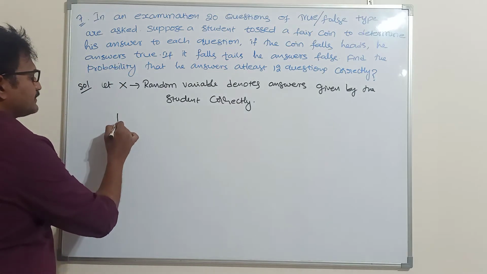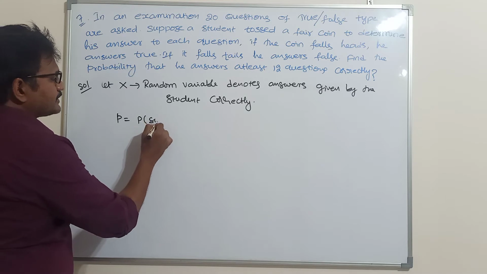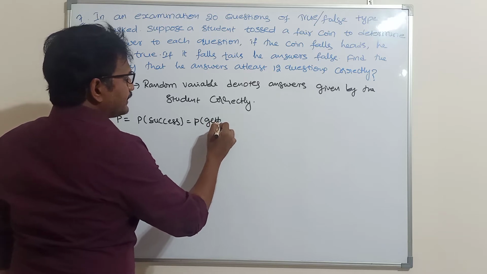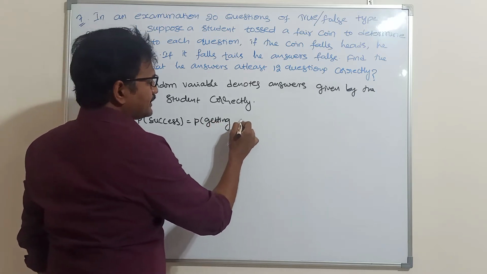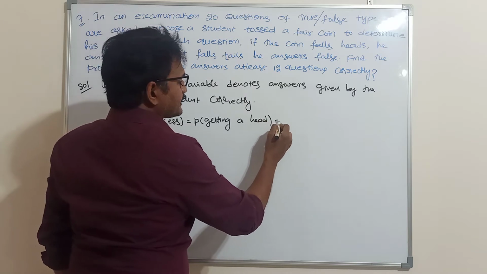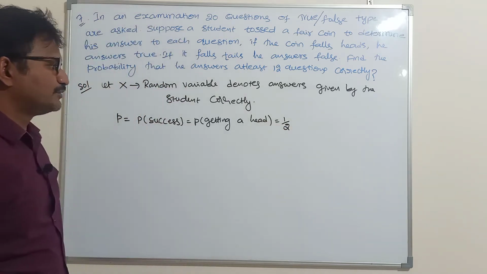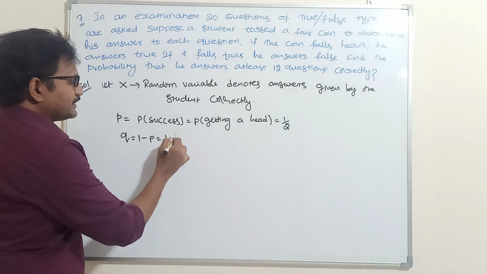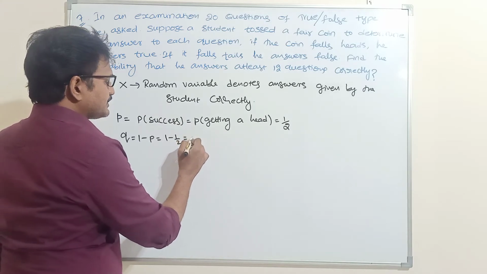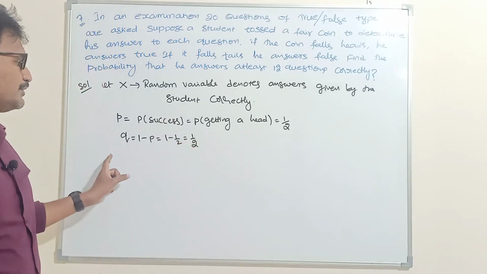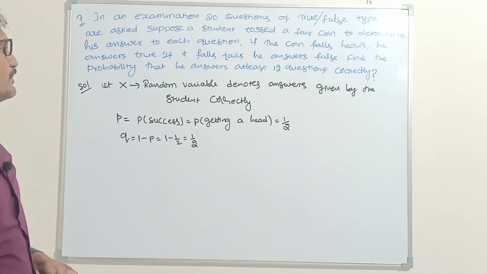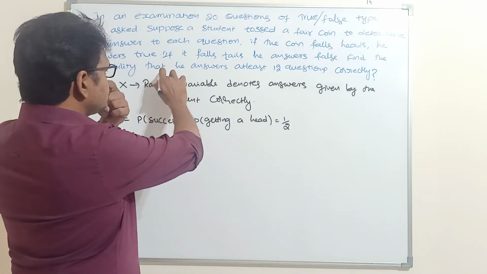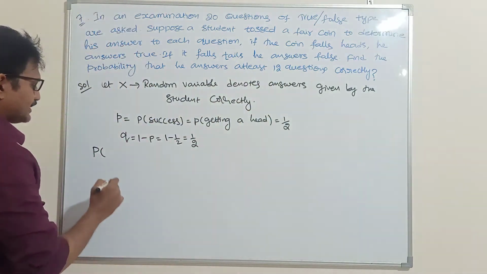So here P means the probability of success, the probability of getting a head. Getting a head is a success. So P is 1 by 2. Then what is Q? Q is equal to 1 minus P, 1 minus 1 by 2, which is 1 by 2. So Q value is 1 by 2, and P value is also 1 by 2. Next, what to find? The probability that he answers at least 12 questions correctly.